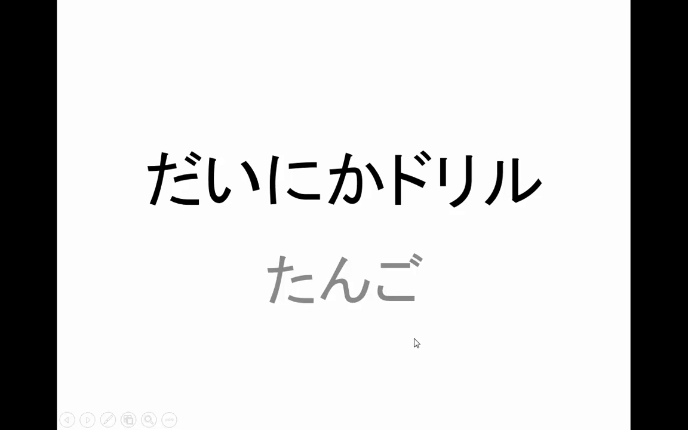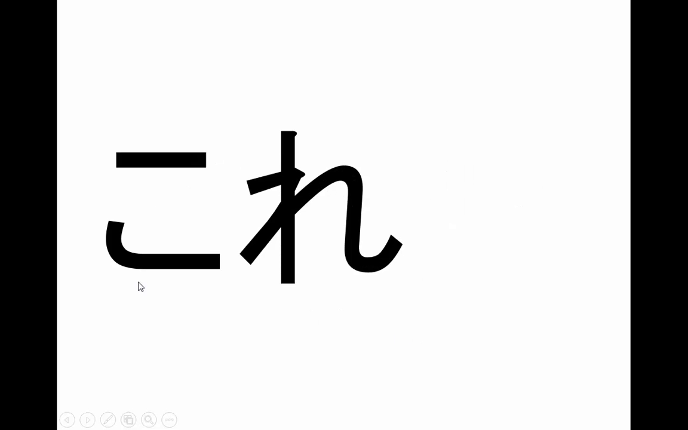Tango. Vocab. Okay, so here's our first vocabulary word. Kore. Does everybody know what that means? It's this right here. Kore is like possessive, well, it's not really possessive, but it means it's like within reach.